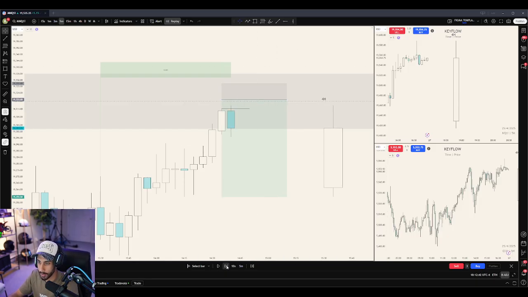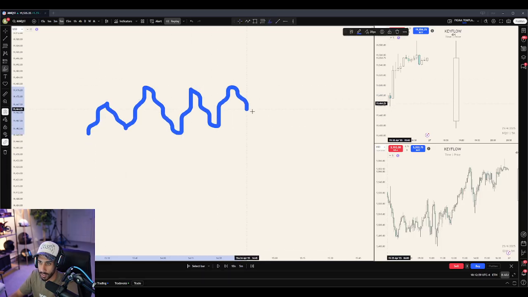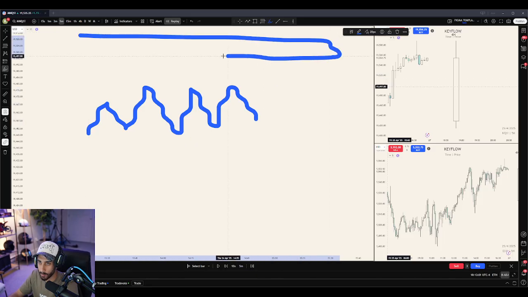So this wasn't as clean as I imagined. I actually thought I wasn't going to get the entry right there, but I kept my limits in anyways, because again, this is setting up for some engineered liquidity, right? Engineered liquidity is like, whenever you have a series of highs like this coming up towards a PD array, right?